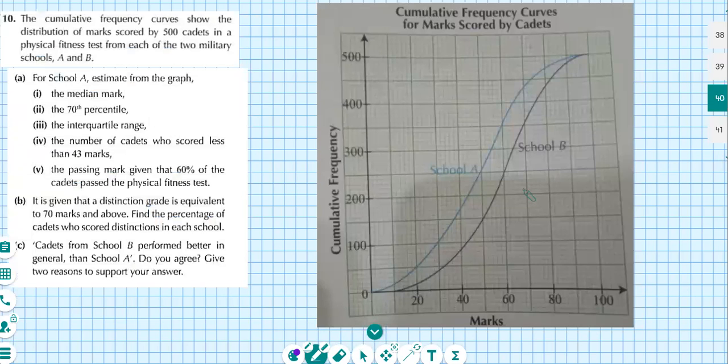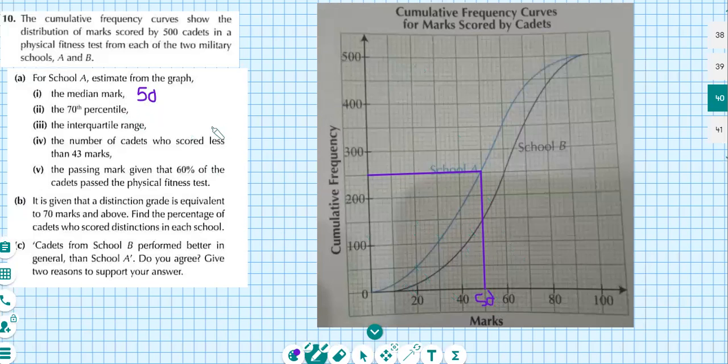Question number 10. The cumulative frequency curves show the distribution of marks scored by 500 cadets in a physical fitness test from each of the two military schools, A and B. For school A, estimate from the graph the median mark. So the total number of students is 500. The median will be 50% of 500, or 250. So where is 250? This is the line representing 250. So the median will be 50.